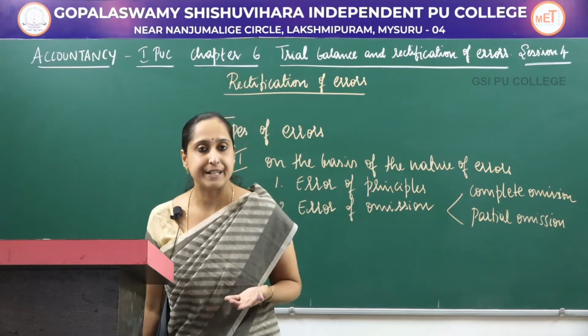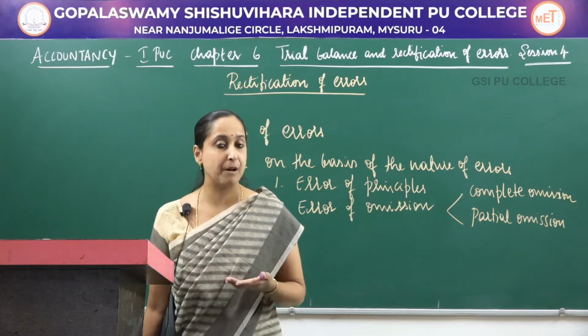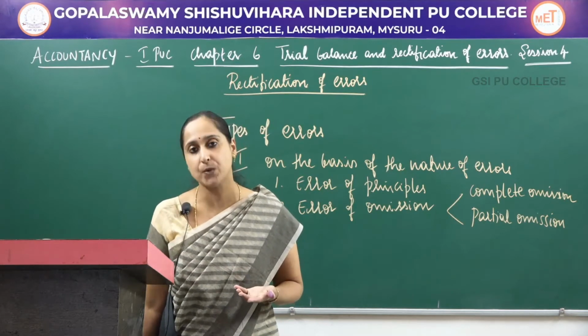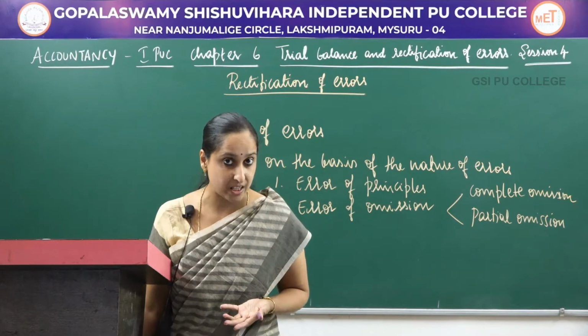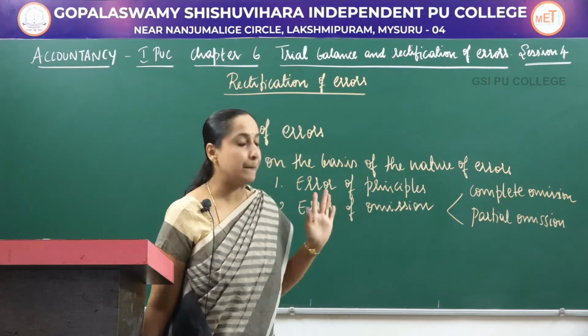For example, a credit purchase of goods from Madan, rupees 5,000, is not recorded in the purchases book. This is one example of complete omission.